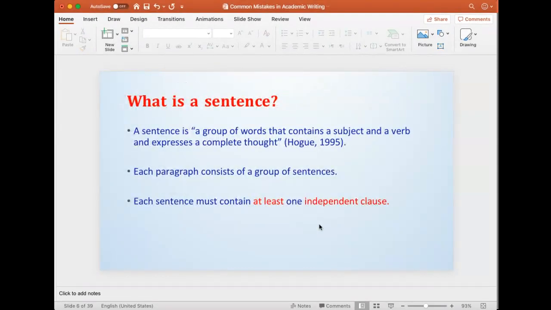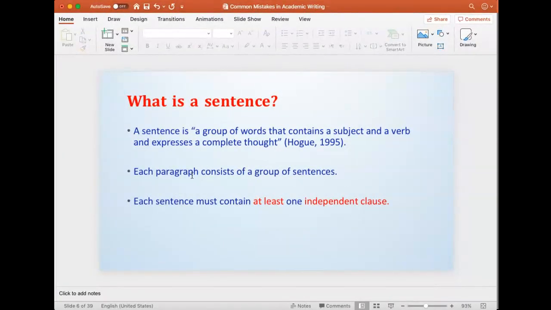So let's start with the first important thing here, which is a sentence. We need to understand what a sentence is so we can get started in a proper way. A sentence is a group of words that contains a subject and a verb. These are very important components, and it expresses a complete thought. There must be a subject and a verb, and there has to be a complete thought, complete meaning, something understandable that you are going to communicate.